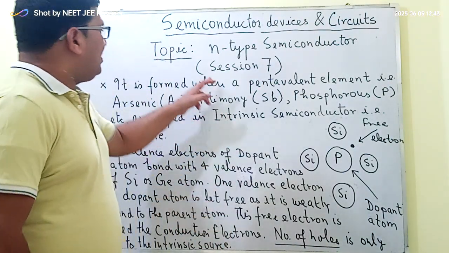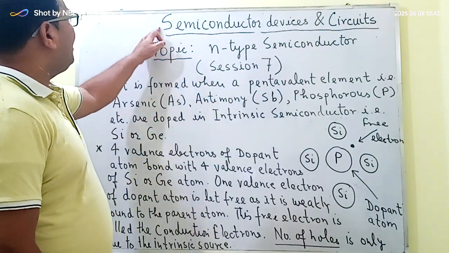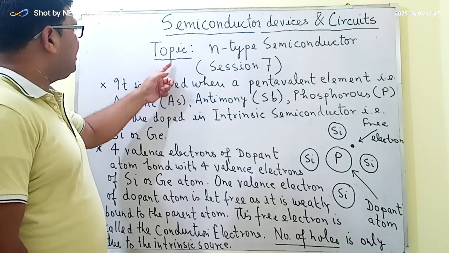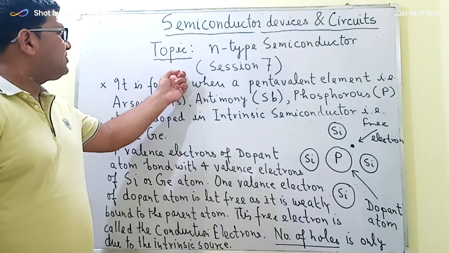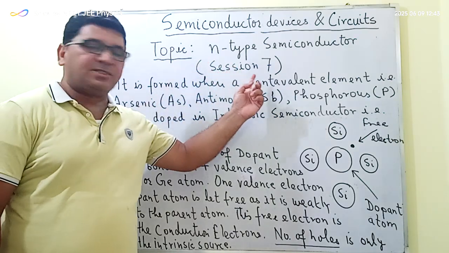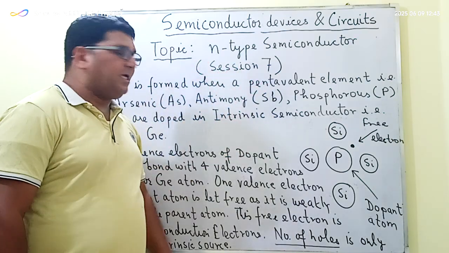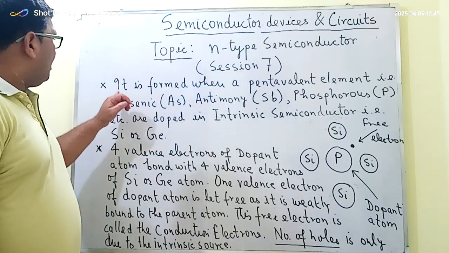Good morning and welcome to session number 7 from the chapter of Semiconductor Devices and Circuits. The topic is the N Type Semiconductor, and this session is a continuation of session number 6, in which we have studied about the extrinsic semiconductors.